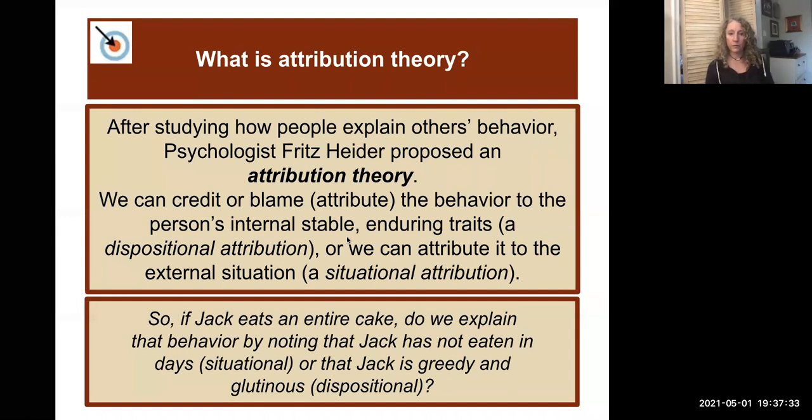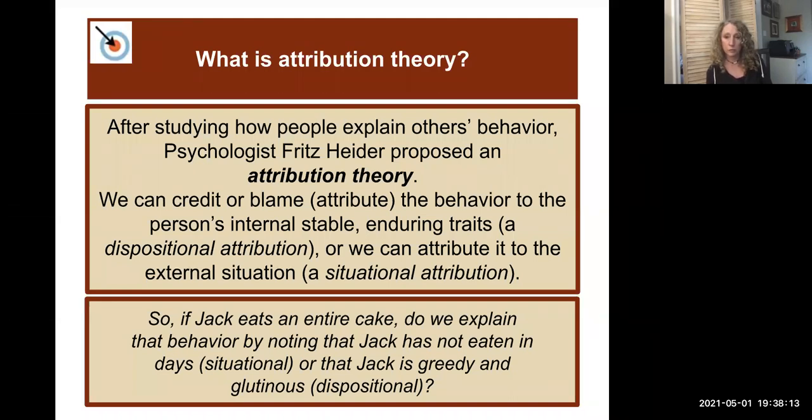Okay, so Fritz Heider proposed what he calls the attribution theory. It basically says that when we are explaining others' behavior versus our own, we tend to blame the behavior of others on their own personal, internal, stable, enduring traits, which we would call a dispositional attribution. I sometimes like to think of it as we tend to explain other people's behavior based on their personality.